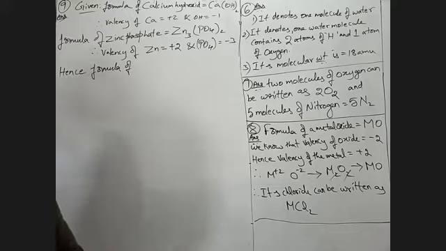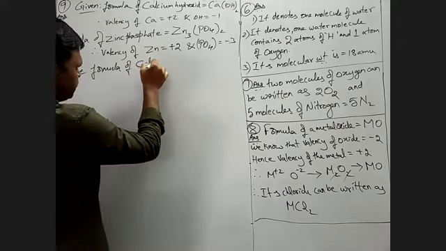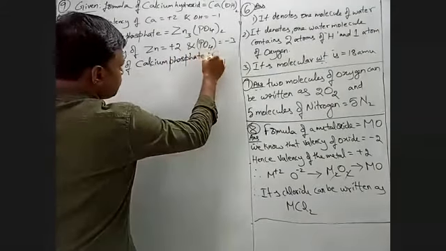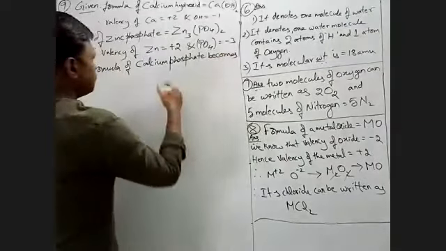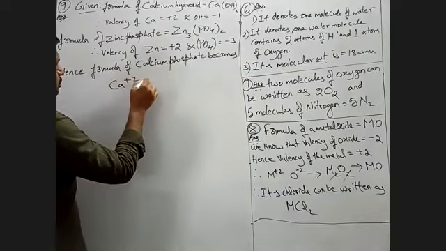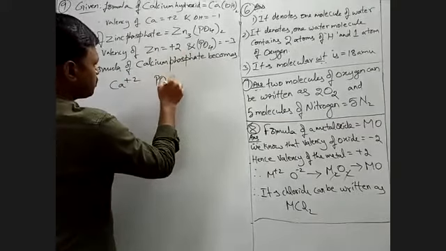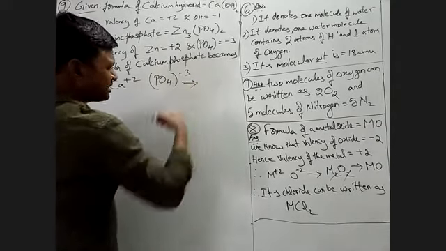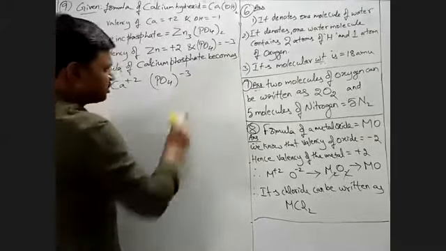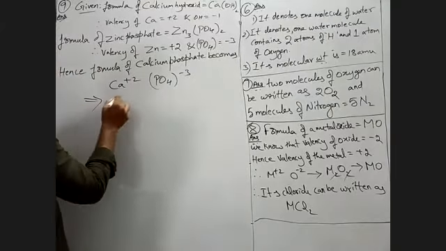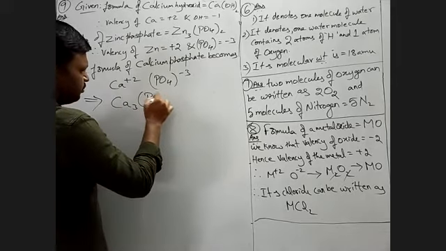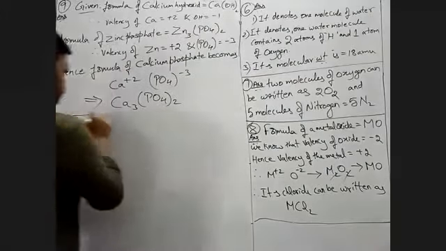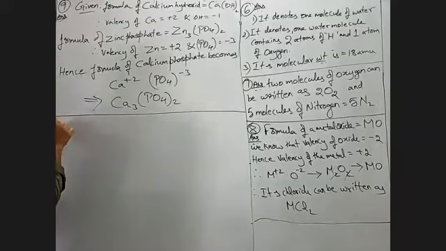Formula of calcium phosphate becomes Ca +2 and PO4 -3. Implies directly I am writing here. No more discussion and all story. Okay, implies Ca3(PO4)2. This number here, this number there. Okay. Finish.